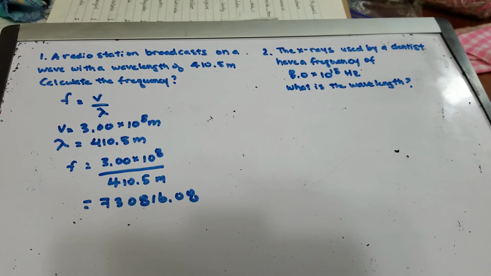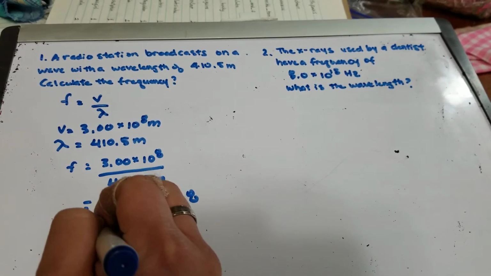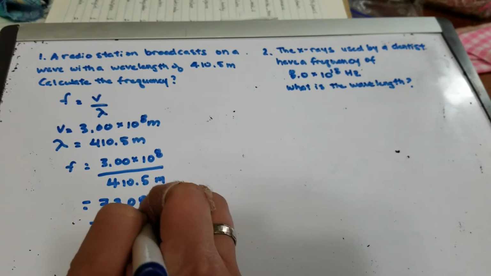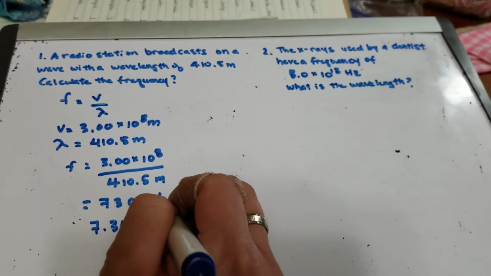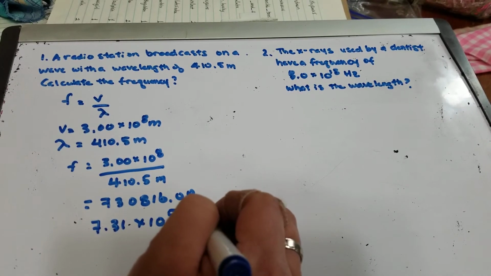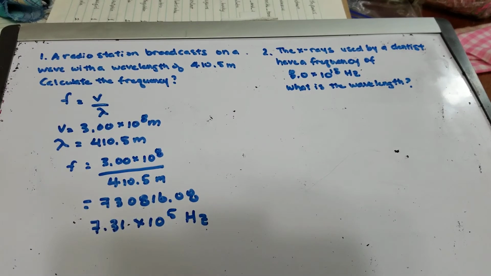Now, when we look at this, we say, this is not the right answer because of significant digits. So we go back. 410.5 has 4 digits. 3.00 has 3 digits, so your answer needs to be in 3 digits. So your answer actually becomes 7.31 times 10 to the 5 hertz. Okay, so that's your first question.